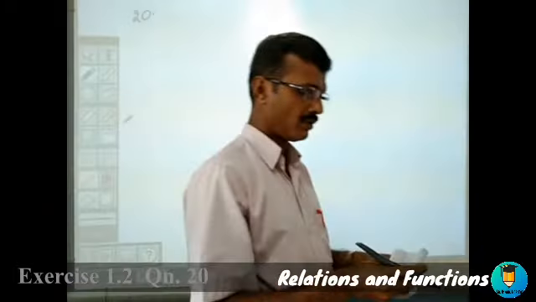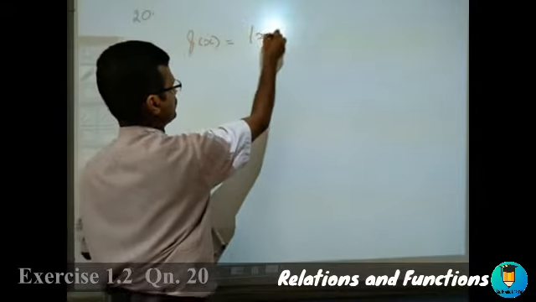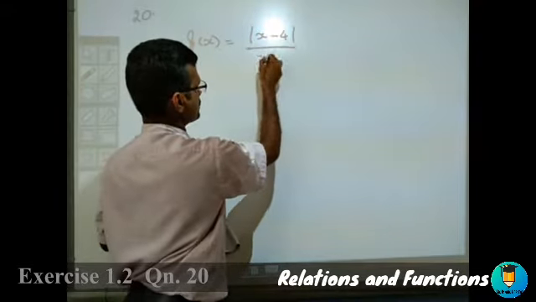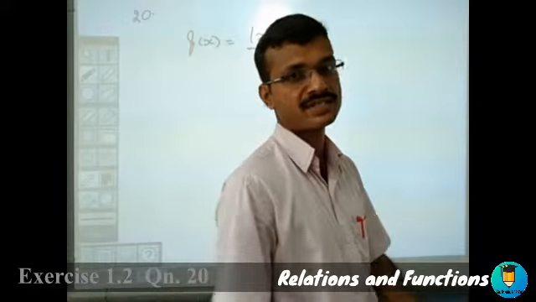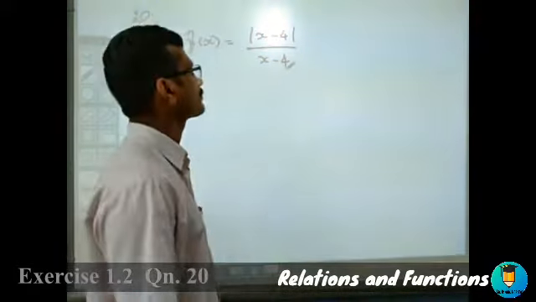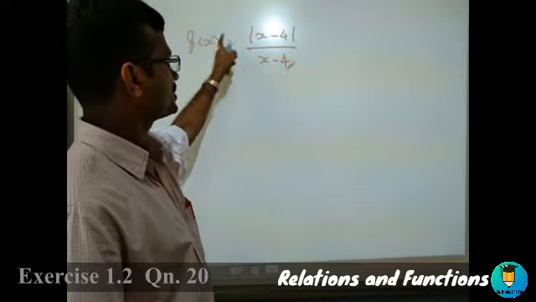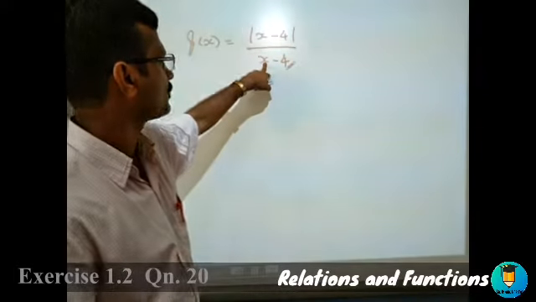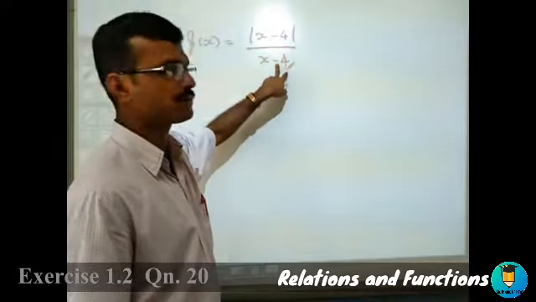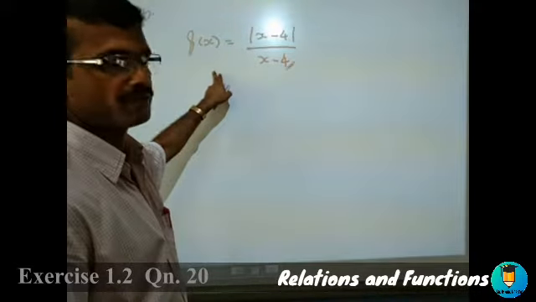Here also find the domain and range of the function. f(x) is given as mod x minus 4 by x minus 4. We have to find the domain and range of the function. Okay, first of all, the domain is the values of x in which f(x) is defined. So directly we can say that when x is 4, something by 0 is coming, so it is not defined.